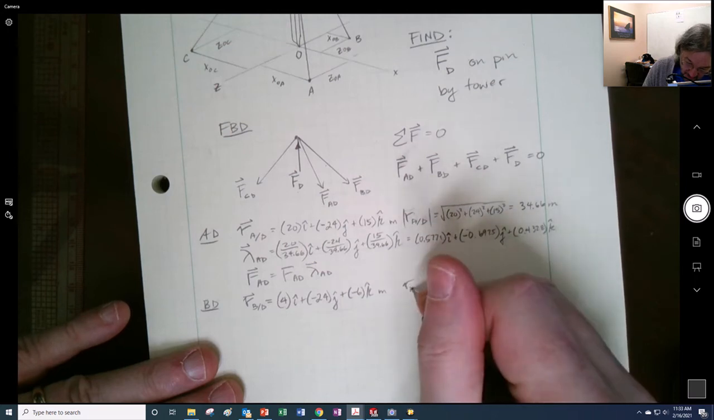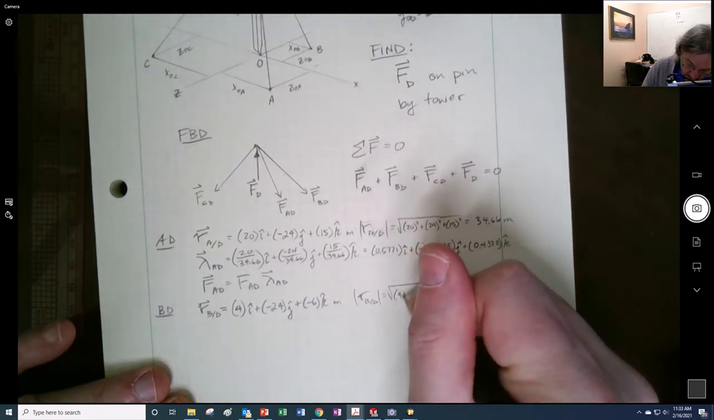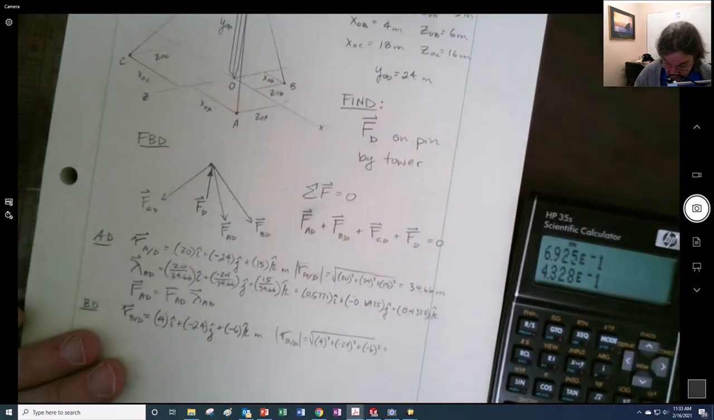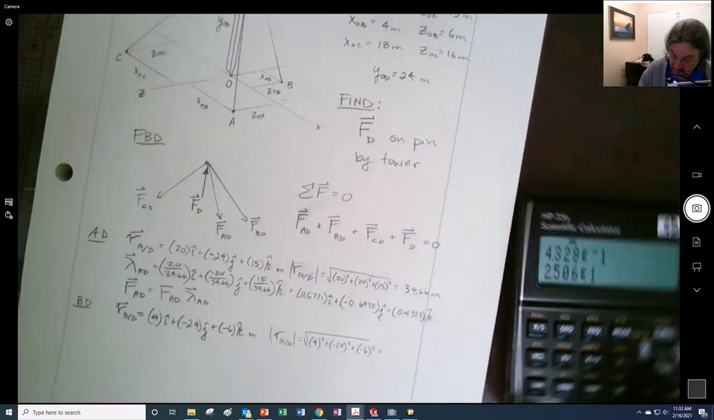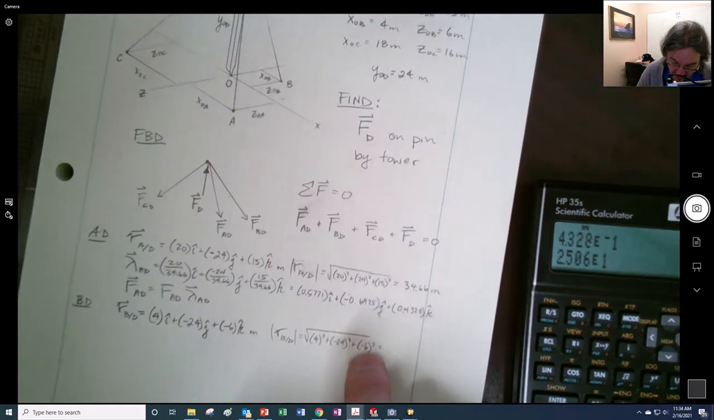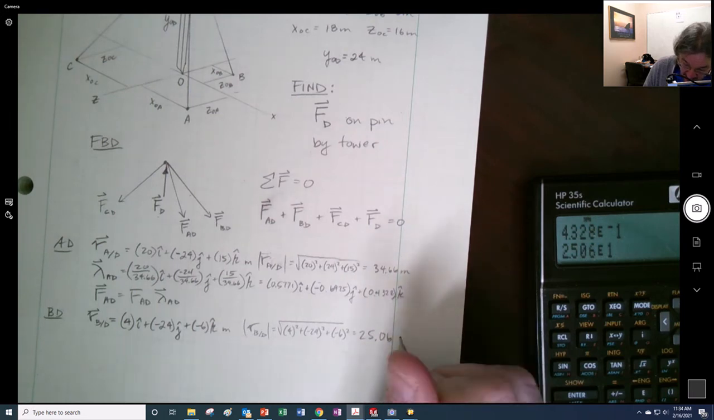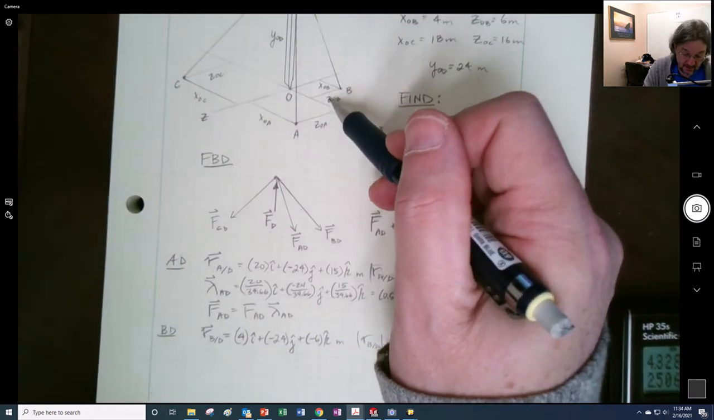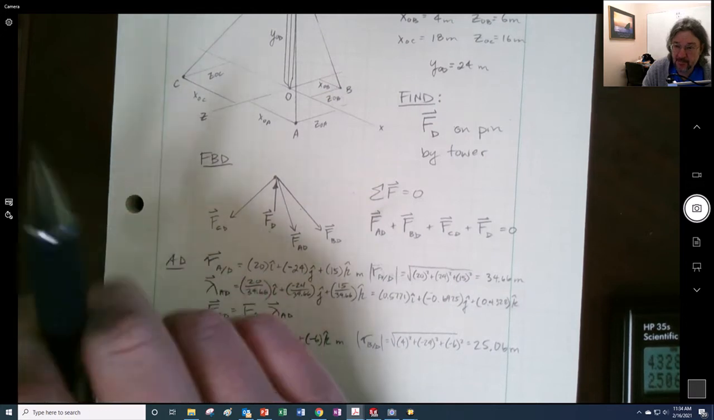So R, B with respect to D: 4 squared plus negative 24 squared plus negative 6 squared, square root. That doesn't seem right. Oh, maybe, okay, because it's so small, it's just a little bit more than 25, and we started with 24. 25.06 meters. So it's going pretty close to being down, right? Because it's such a small thing right there. So I'm going to predict that one has a lot more tension than the other ones. I may be wrong. Let's see what happens.